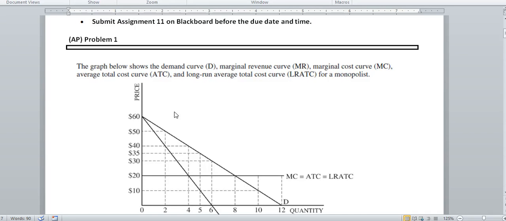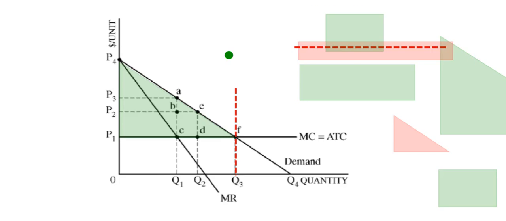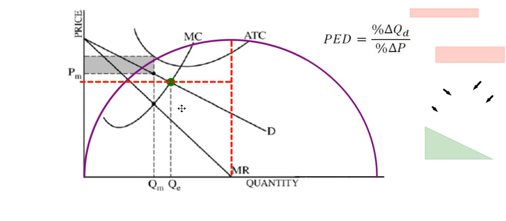Hi guys, in this video I'm going to give you some help with problem 1 where we have a monopolist graph. Where this is a little bit different, I want to point out, is in the ones you have in your book, and the ones you're probably going to see more, where you have an average total cost curve that's U-shaped and a marginal cost curve that looks like an upward sloping supply.